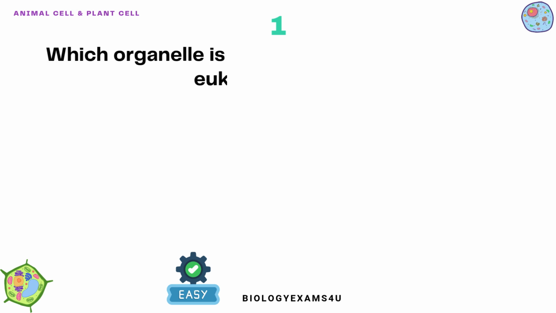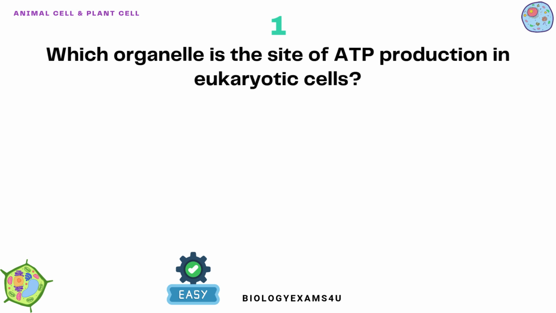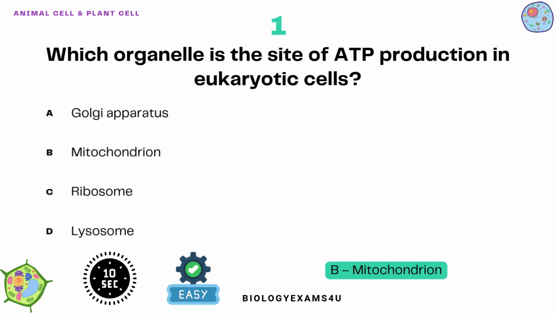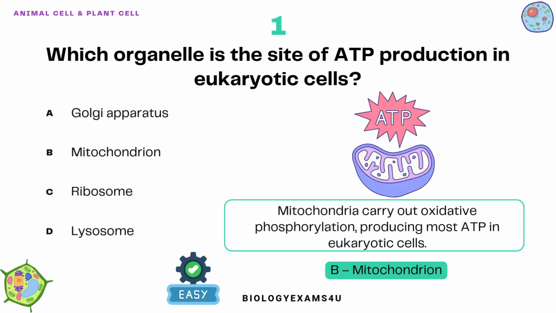Let's begin with easy questions. Which organelle is a site of ATP production in eukaryotic cells? Golgi apparatus, mitochondrion, ribosome, lysosome. Your time starts now. The answer is mitochondrion that carries out oxidative phosphorylation, producing most ATP in a eukaryotic cell.